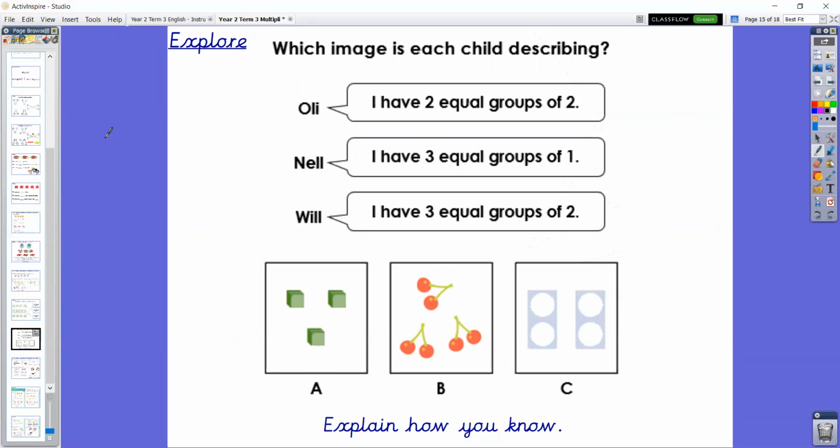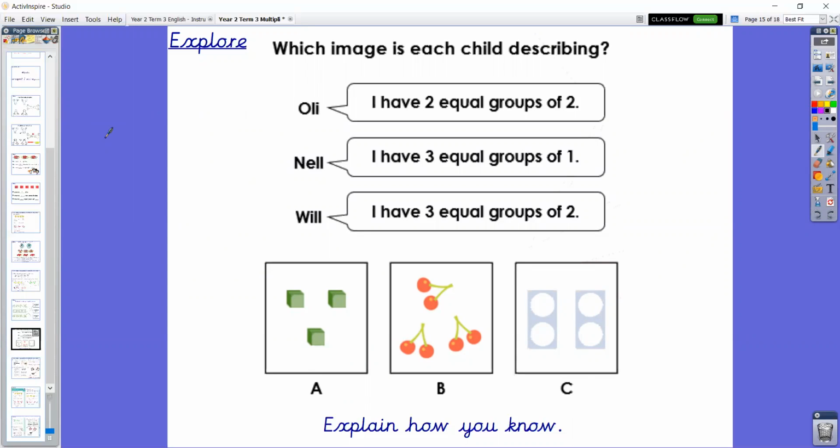Okay, we're now going to explore another step 3 question, which is really exciting. So here the question is asking us which image is each child describing. So as you can see at the bottom, we have image A, image B, and image C. So image is another word for a picture. So we're thinking about what picture the children are describing. I wonder if you could pause the video here before exploring what Ollie, Nell and Will are saying. It'd be great for you to engage in conversation at home about how you would describe these pictures here.